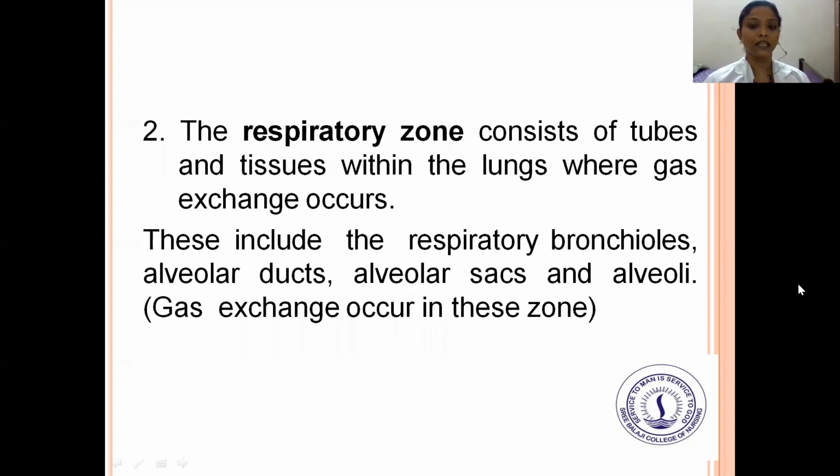And next is the respiratory zone. It consists of the tubes and tissues in the lungs where gas exchange occurs. This includes respiratory bronchioles, alveolar ducts, alveolar sacs, and alveoli. Gas exchange and other things happen in this zone.